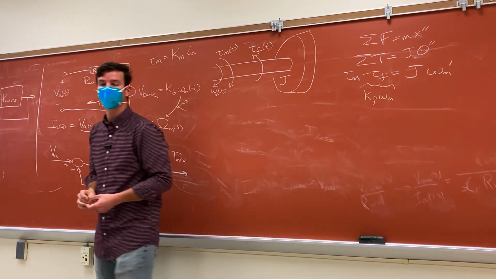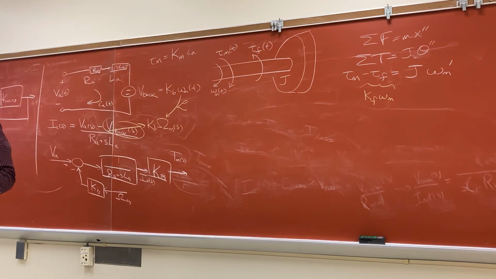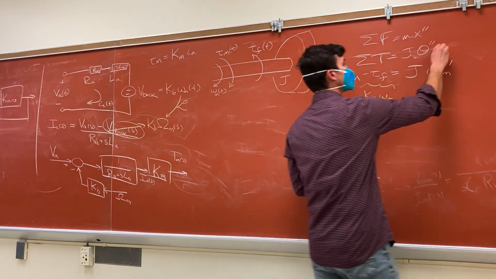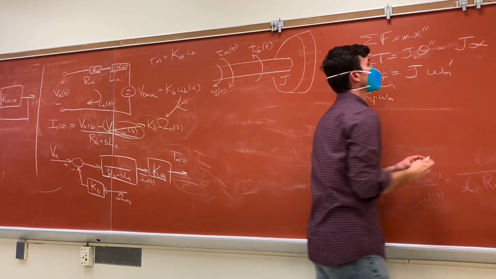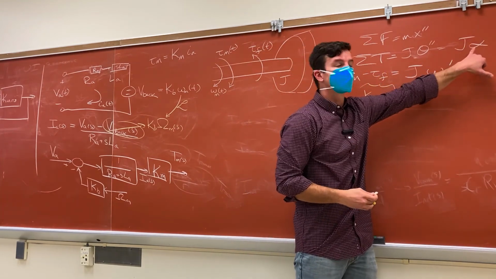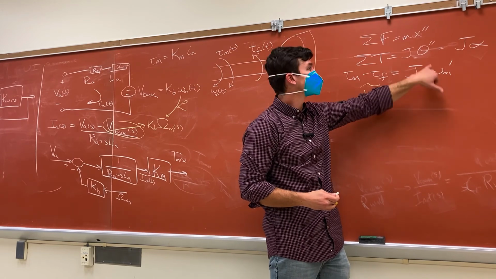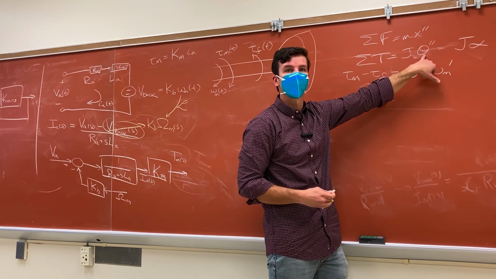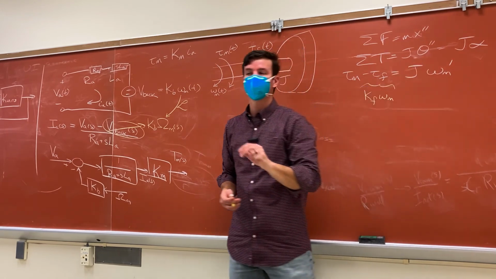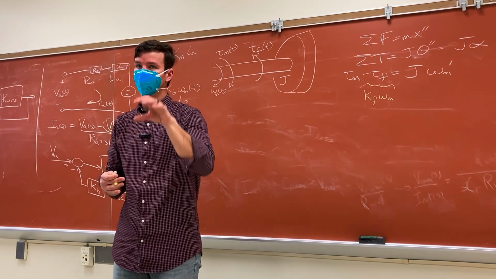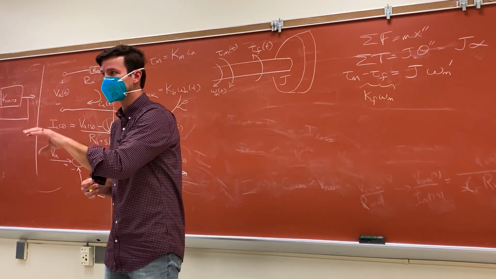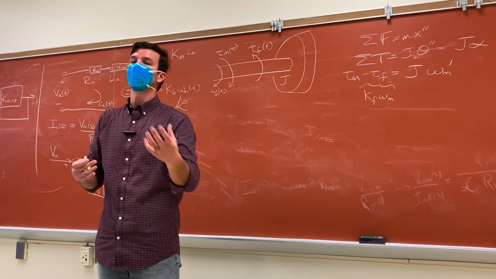Go ahead. Sorry, where did omega m single prime come from? Angular acceleration is the derivative of angular speed, which is the derivative of angular position. Okay. Yeah, it's just like linear stuff, where it goes acceleration, velocity, position, but you throw angular in front of all of them.